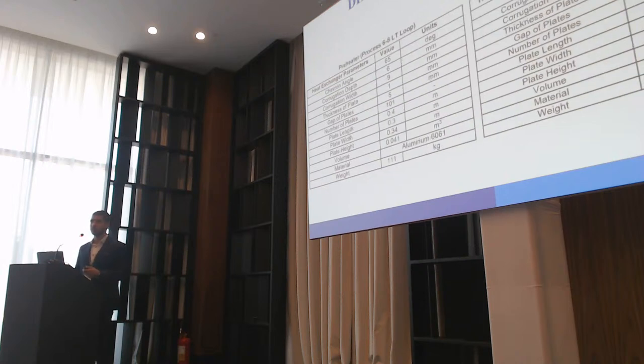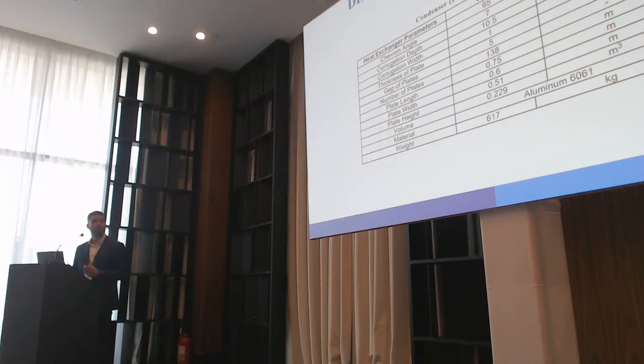In this slide, you can see the dimensions of the preheater and the evaporator 2 of the low temperature loop. And finally, you can see the dimensions of the condenser of the low temperature loop.